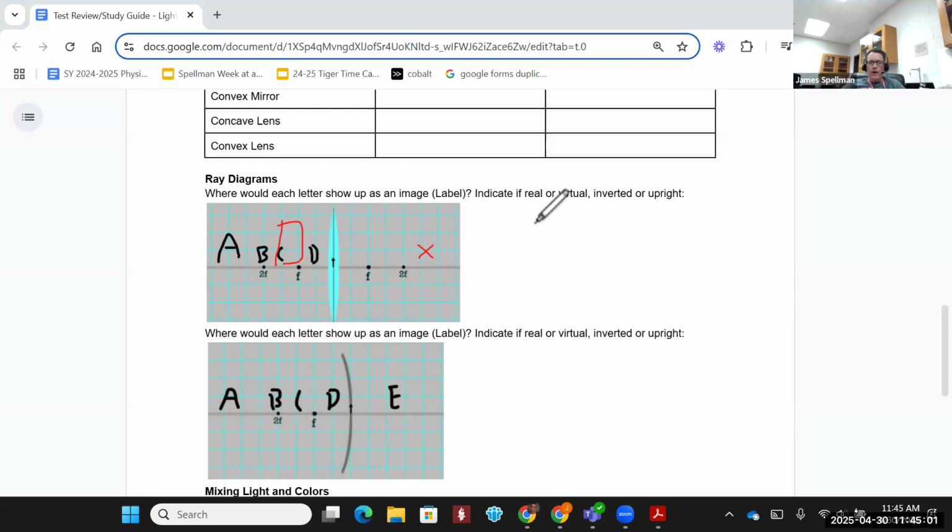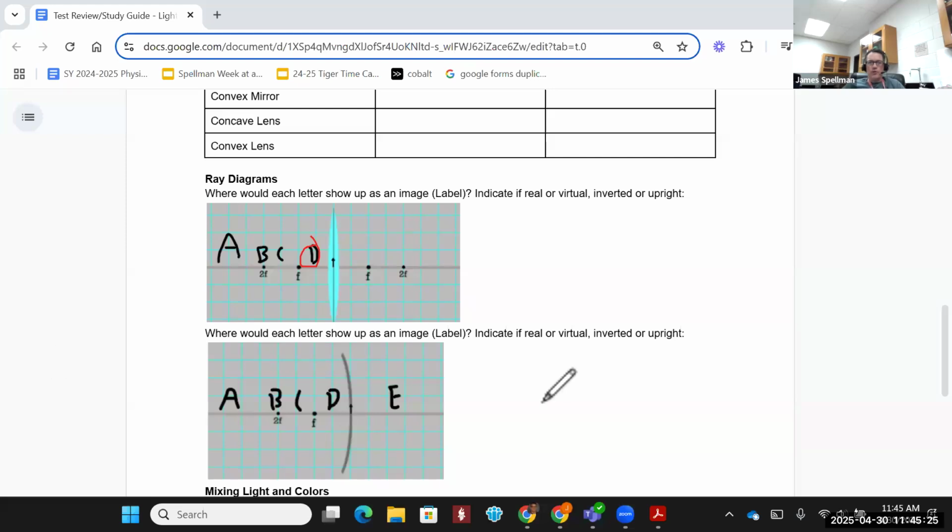All right. Reminder, the easiest way to tell if it's real or virtual: real things end up being generally inverted. Virtual things generally end up being upright. Right? So a lens is going to flip everything over except D. That's the only one where we're going to get a virtual image that's going to be right side up.